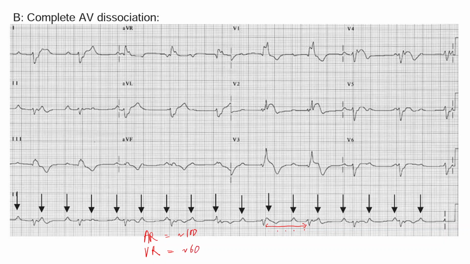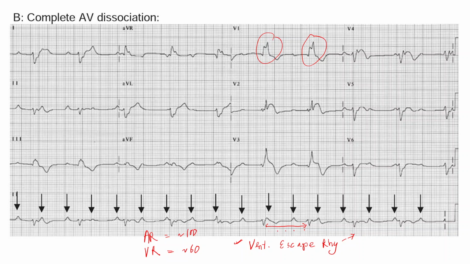And you can see the QRS complexes are wide. That means it's a ventricular escape rhythm. It is not junctional escape, it's a ventricular escape rhythm. Ventricular escape rhythm means the ventricles are functioning because of the impulse generated from the ventricle itself.